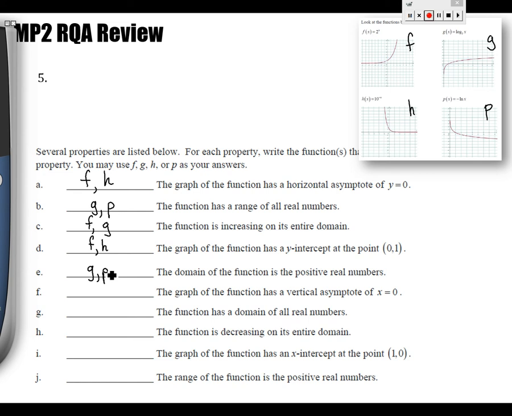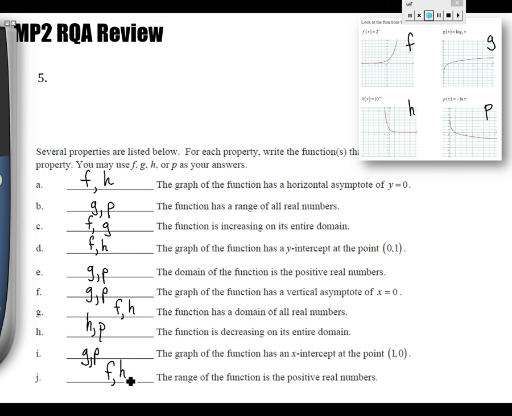The graph of the function has a vertical asymptote at x equals 0. That's G and P. Those two, part E and part F, are definitely related, obviously. The function has a domain of all reals, F and H, right? The function is decreasing on its entire domain. Where are we going downhill? Looks like on H, and also on P. The graph of the function has an x-intercept at the point (1, 0). G and P both, right? And then the last one, the range of the function is the positive reals, F and H.